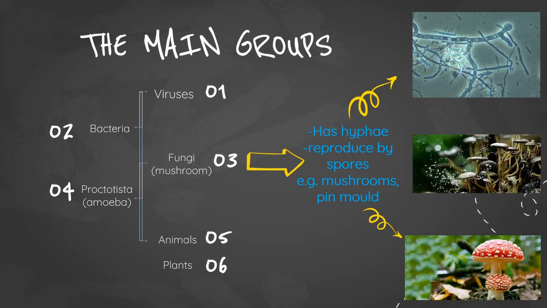So fungi. Fungi is our third group. Now fungi actually has hyphae, which is like thin walled membranes. You can see these thin walled membranes branching out. This is what we call hyphae, right? This actually is what we call pin mold. This is a picture of pin mold.